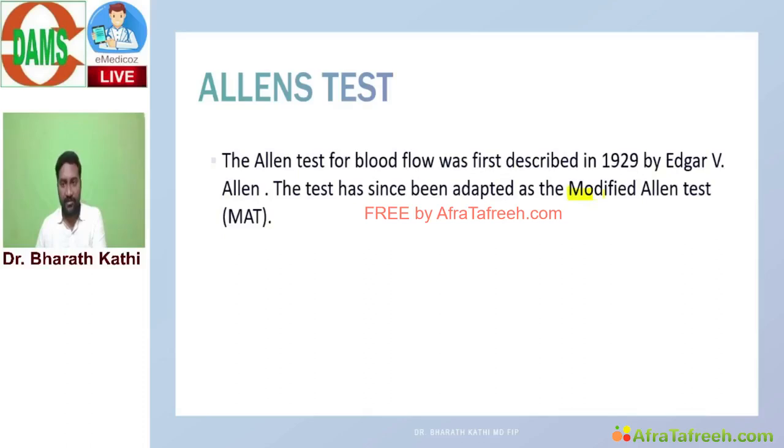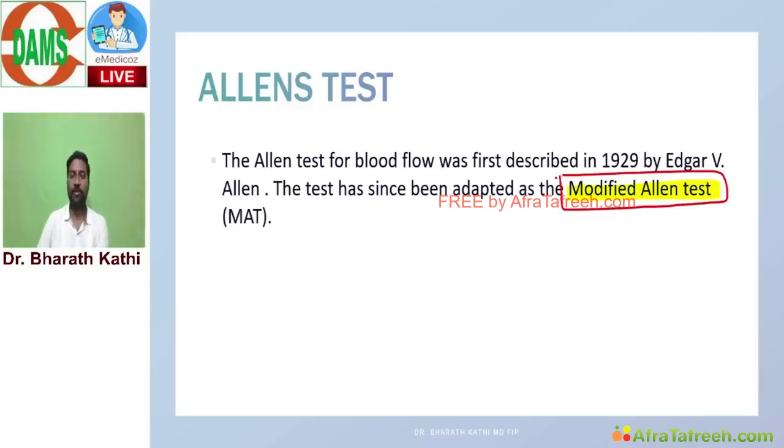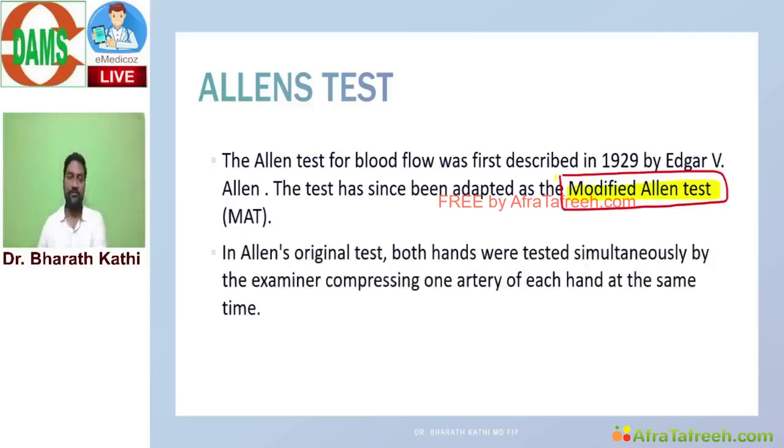Now it has been changed to the modified Allen's test. So for all practical purposes, whenever I ask about Allen's test in ABG, you should keep in your mind it is the modified Allen's test. Now what is the basic difference? In Allen's original test, both hands were tested simultaneously. So you used to test both hand arteries simultaneously by compressing one artery of each hand at the same time. Right now for ABG analysis, this original Allen's test is completely outdated. We are not using it.